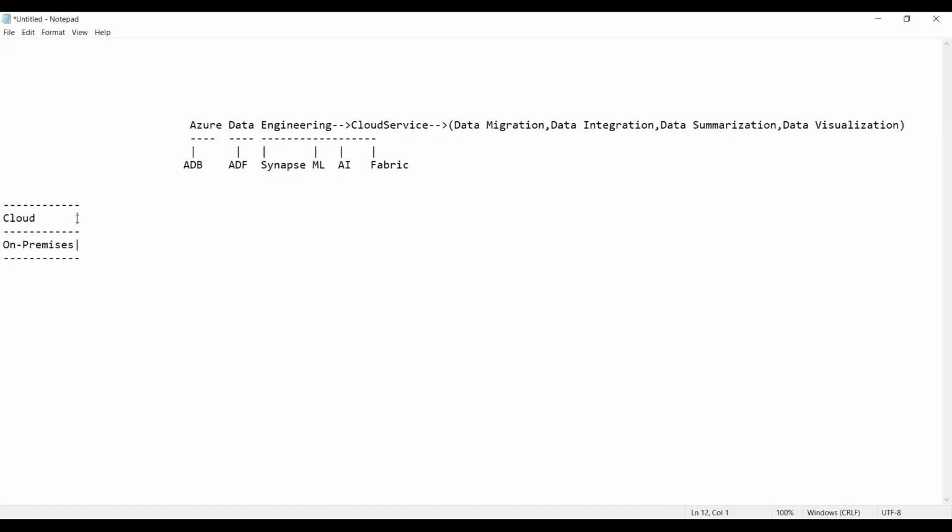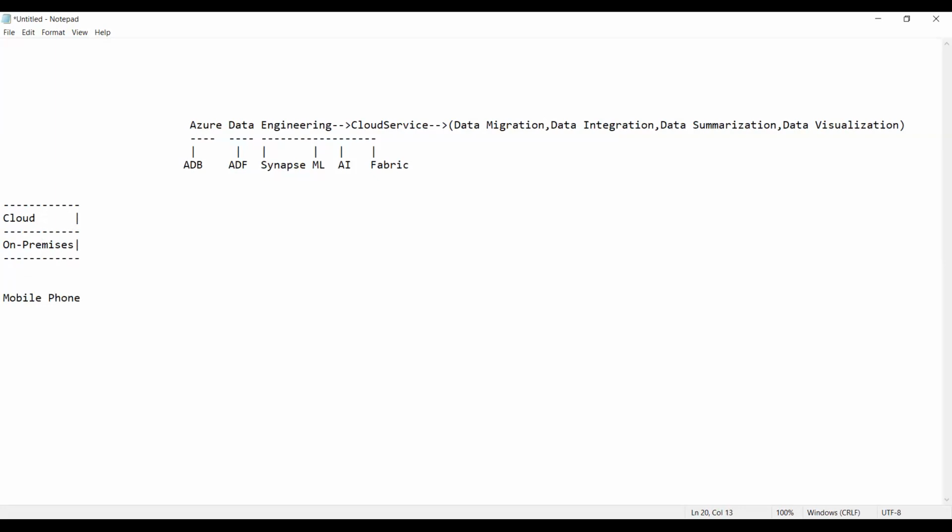Coming to the first one: what is a cloud basically, and what is on-premises? To understand this, let us first take an example. Let us take the example of our mobile phones.